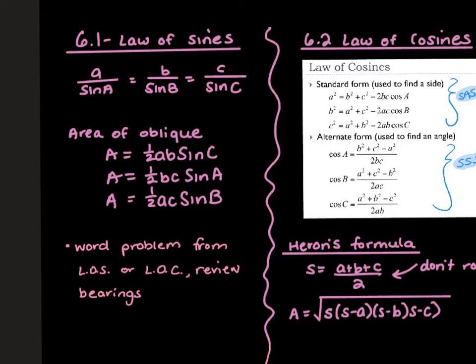And then the area of the oblique triangle, depending on what you're given, this is your side angle side. If you're given that information, you use 1/2 AB sine of C, 1/2 BC sine of A, 1/2 AC sine of B. You're going to get a word problem from either law of sines or law of cosines. And in those, you want to make sure you definitely review bearings. So the north, 30 degrees west, or south, 40 degrees east, that kind of stuff. So it will only be one triangle, law of sines, or one word problem, law of sines, and then you'll definitely get an area of the oblique triangle.